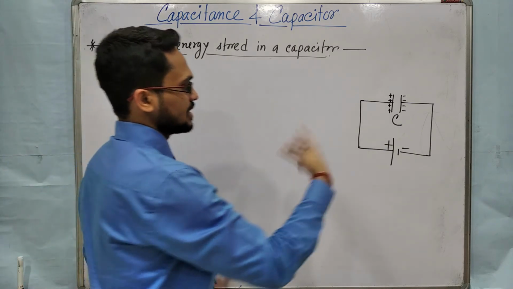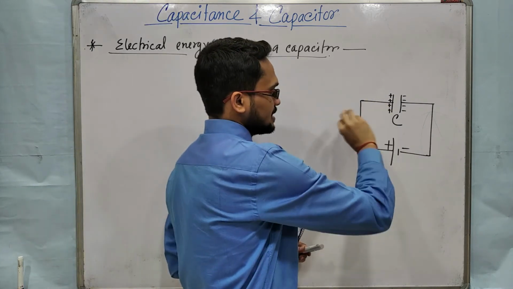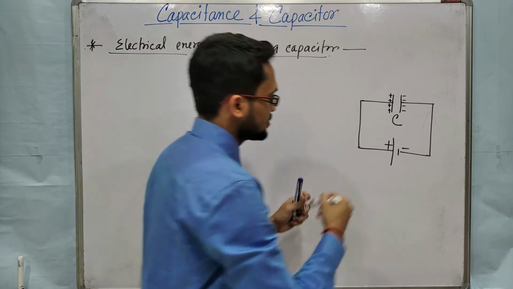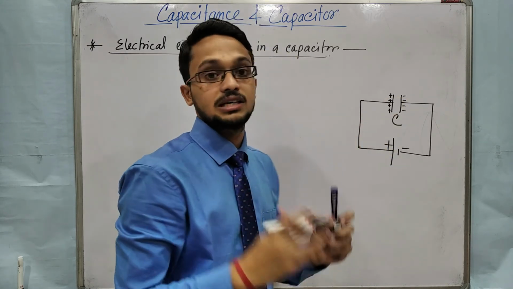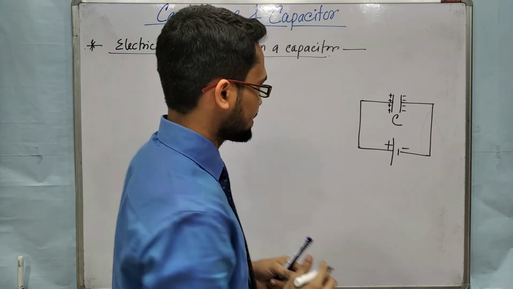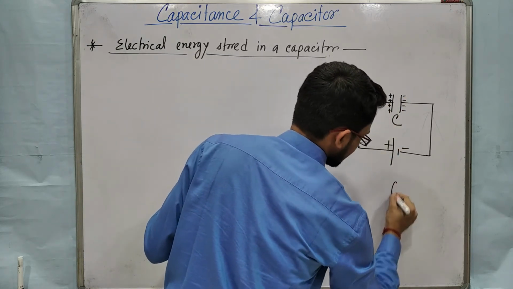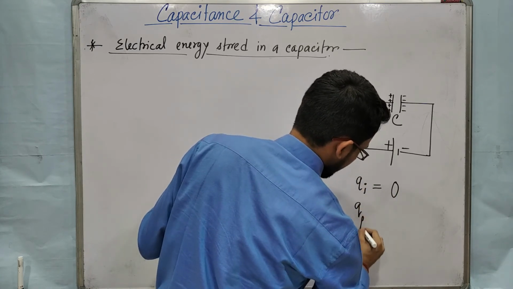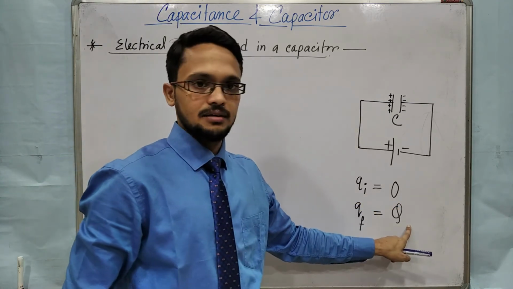So how will you derive the electrical energy stored? This charging is a continuous process. There is no discrete process, it is a continuous process. Continuously charge is going through this wire, and here it is depositing. Continuous process means first we will take a small value, then we will integrate it. Suppose the initial value of charge on the capacitor is 0, initial Qi equal to 0, and the final charge Qf equal to capital Q. This is our initial limit and final limit.